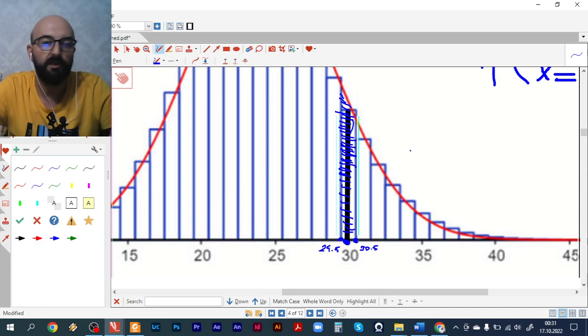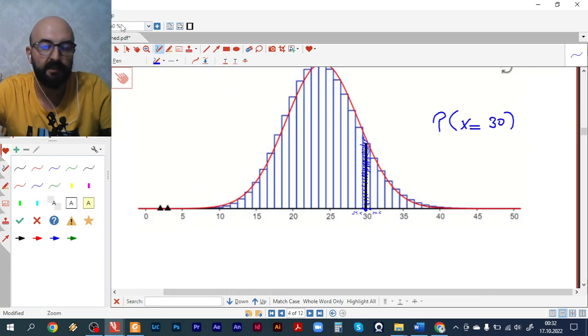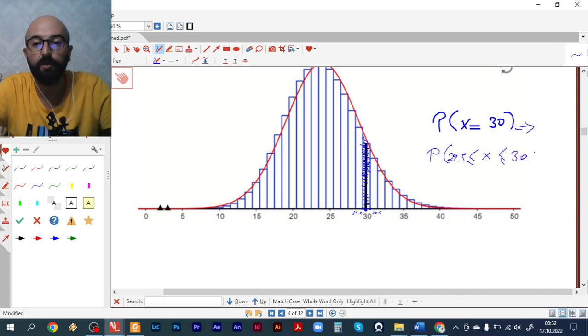And if you use the normal distribution, instead of the probability of x equals 30, we write the probability of x greater than or equal to 29.5 and less than or equal to 30.5. But you have to do one more thing.